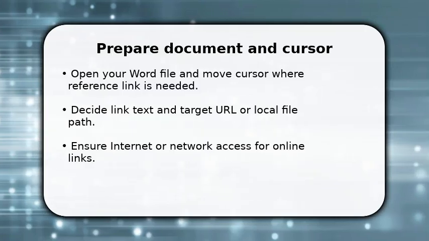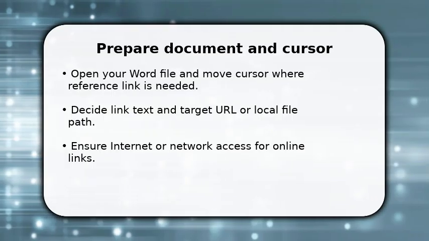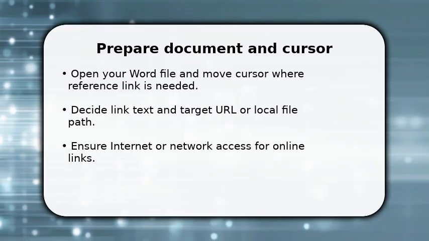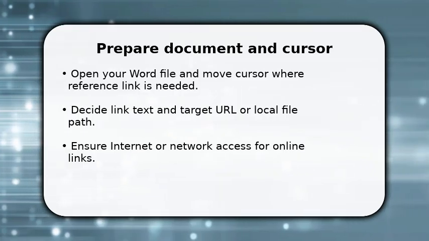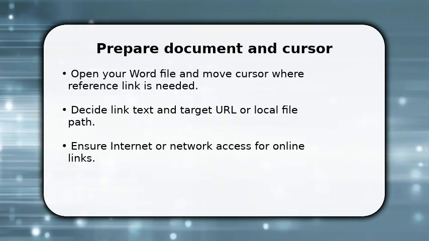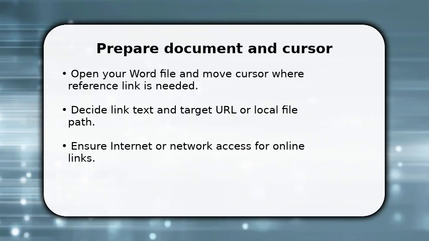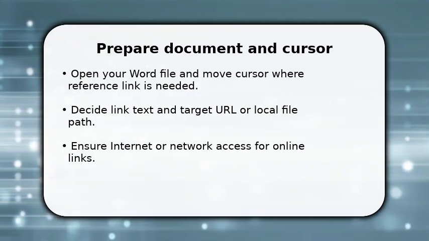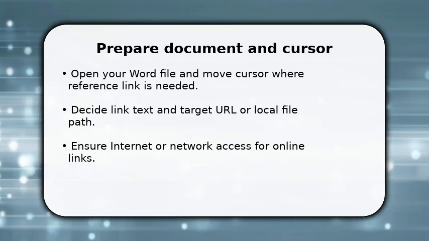You start with your document open and the insertion point where the reference link should go. Type the visible link text or select existing text you want as a hyperlink, because Word replaces that selection with the link. Once done, press Ctrl+K or choose Insert Link to open the dialog. This is faster than navigating menus.